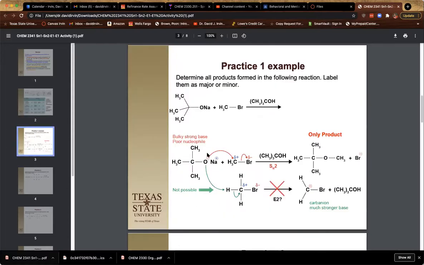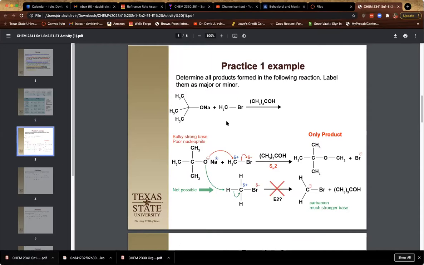So then what I want you to do is look at the reaction here and say, okay, we have a methyl group here. We have a non-nucleophilic strong base. So this is a strong base, so we're not going to do an E2 reaction. We're not going to do it.